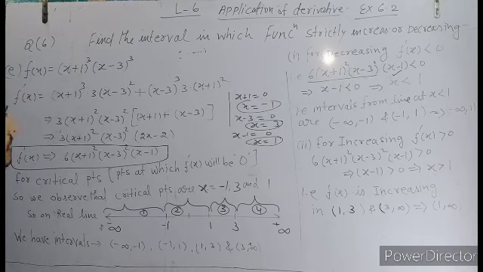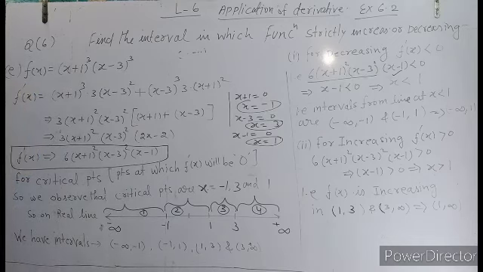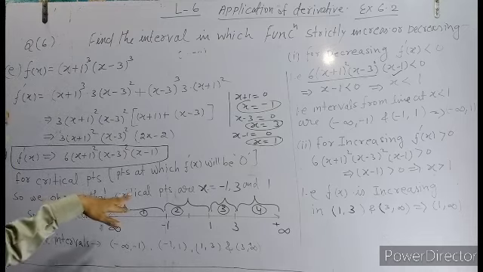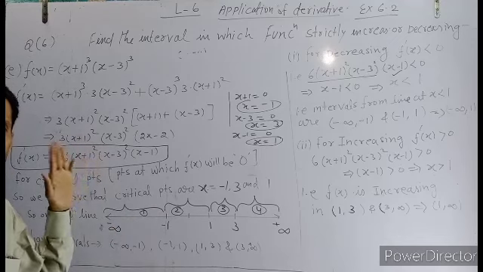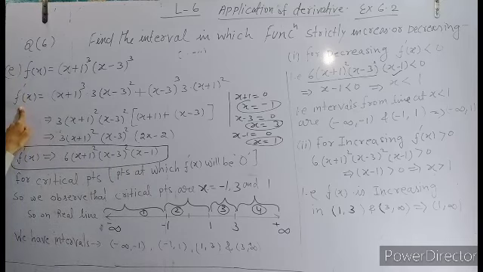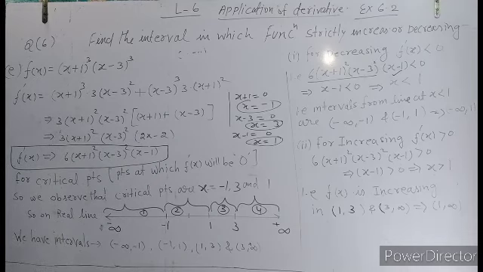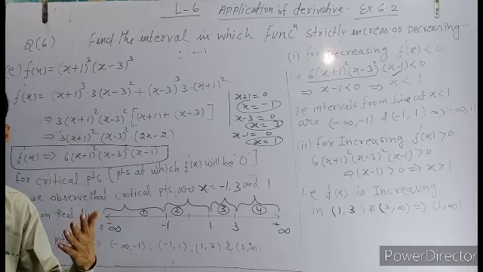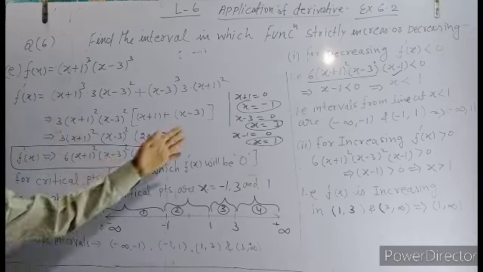So we learn from this question how we can find the intervals. First we have to find the first derivative and then simplify it. After simplification, you have to find the critical points. Critical points are those points at which the first derivative of the function will be 0. So you can find them in this way.